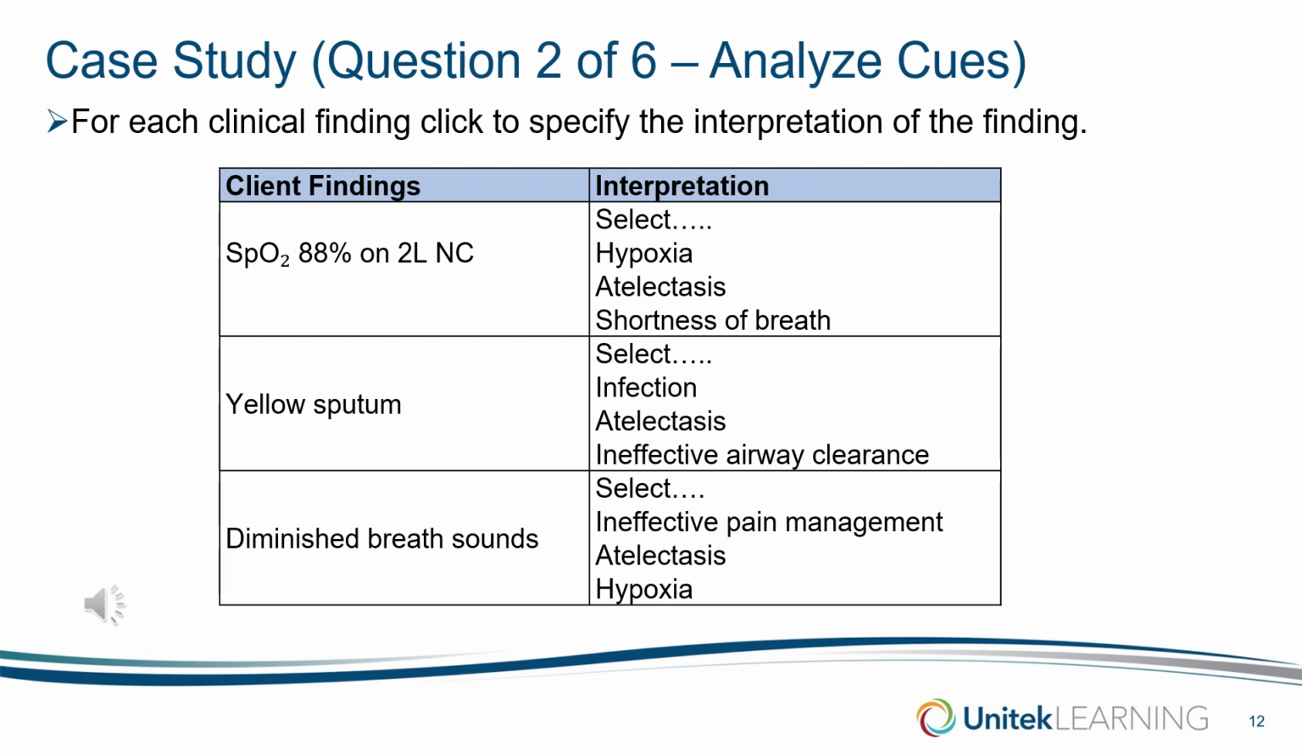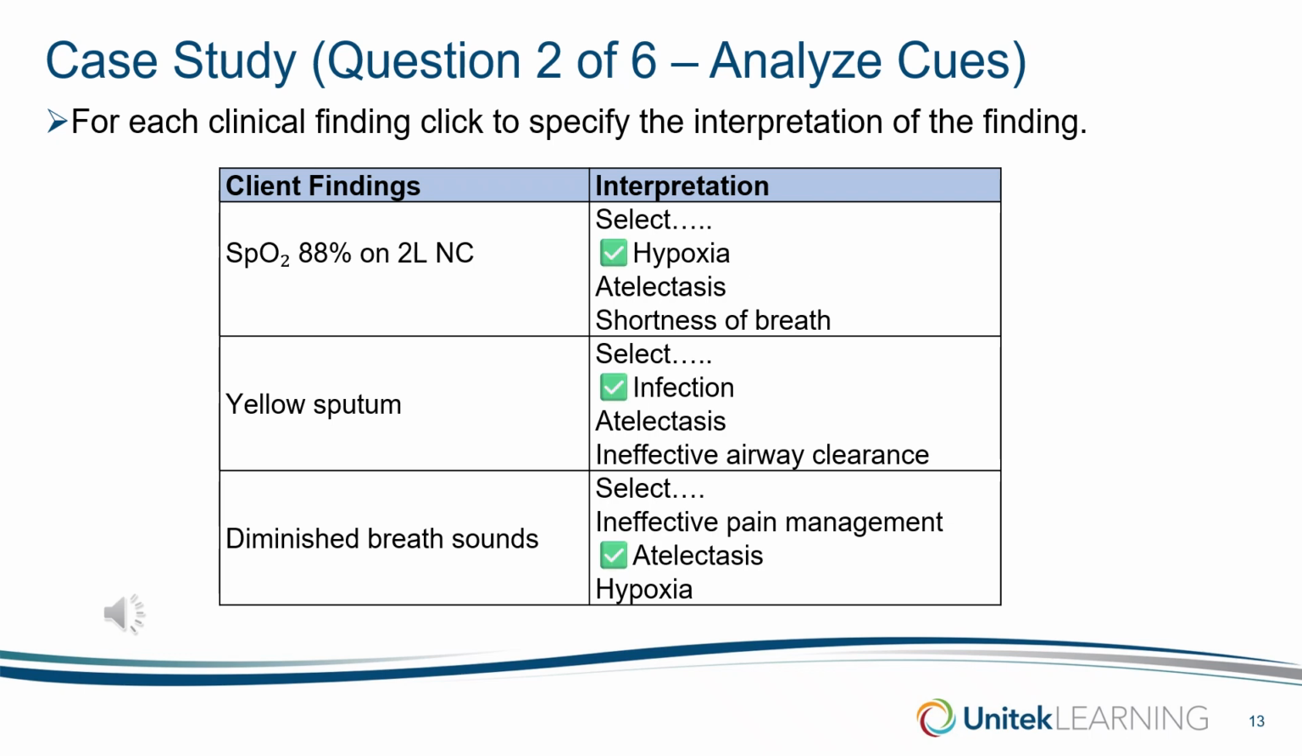Our next step in the clinical judgment measurement model is to analyze cues. So now that you've identified the findings, we have to determine what they mean. In this question, we are going to take each clinical finding and click to specify the interpretation of the finding. You may pause the recording and determine your answers before moving on.